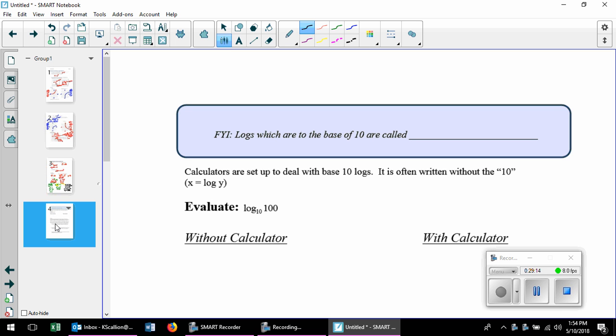Okay, logs that have a base 10, you smarty pants. Logs that have a base 10, what do we call those? They're not just logs. They're common logs.